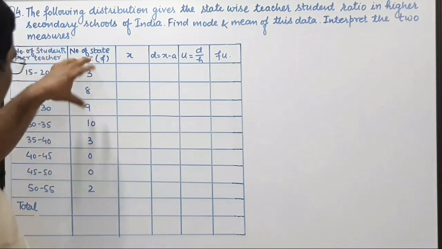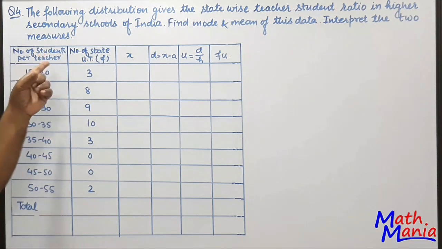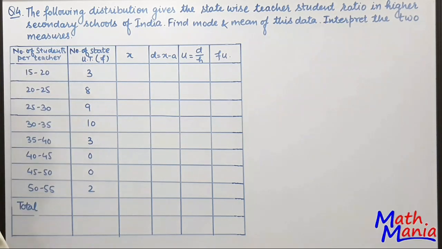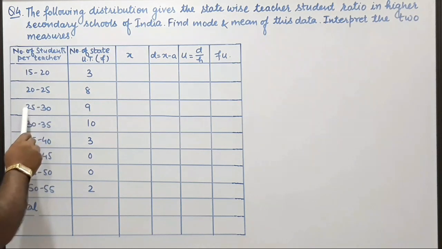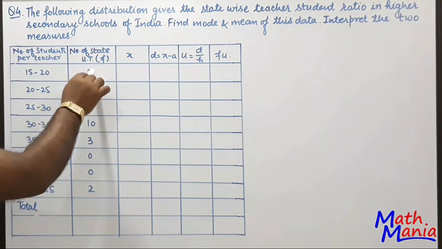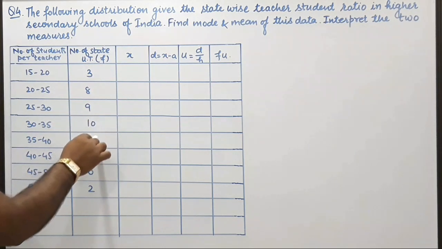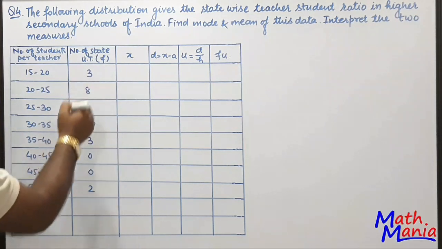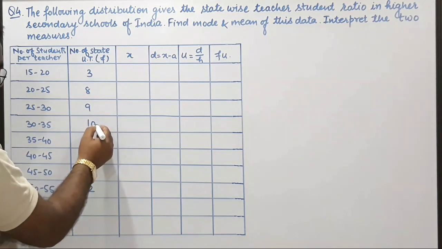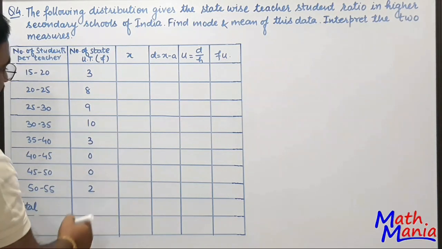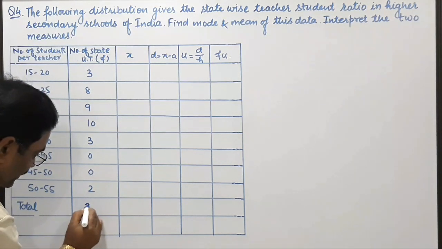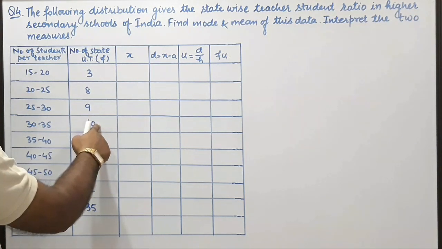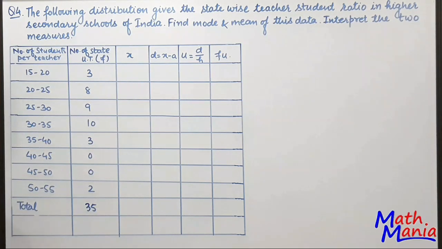For mean, this information is given: the number of students per teacher and the number of states or union territories, that is frequency. Number of students per teacher is 15 to 20, 20 to 25, 25 to 30, etc. And the number of states is 3, 8, 9, 10, 3, 0, 0, and 2. So let's find the sigma f, the total: 3, 11, 20, 30, 33, 35. So there are 35 states.